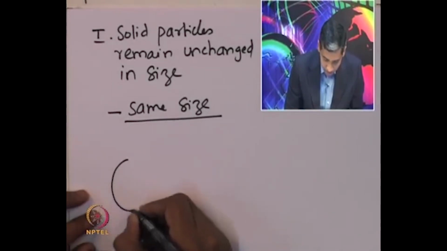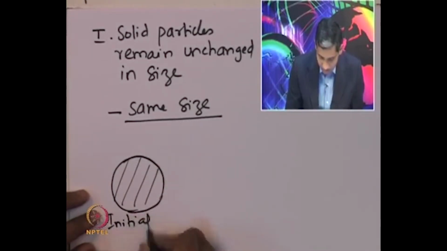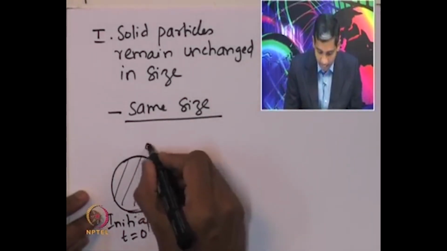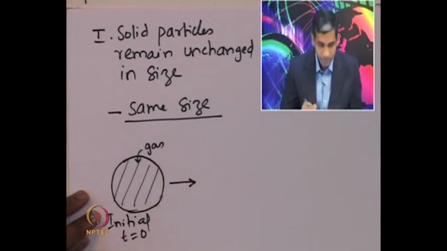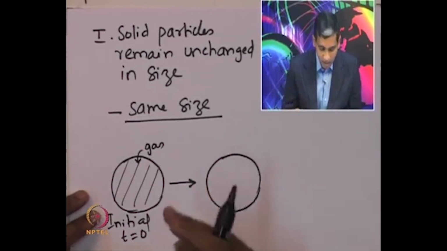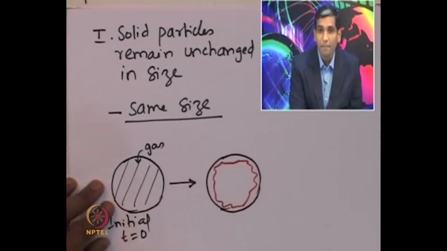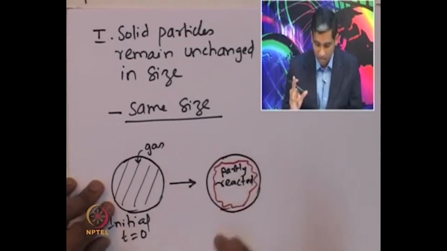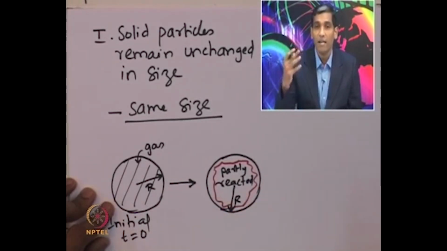Suppose I take a spherical particle. This is the initial unreacted solid core, at time t equal to 0. As the reaction proceeds, the gas present outside gets into the solid and there is a certain reaction happening. After a certain time, the size does not change, and some parts of the solid core have undergone reaction, so it is partly reacted. Remember that the size does not change. If the radius of this core is r, the radius continues to remain approximately the same as the initial size of the particle.